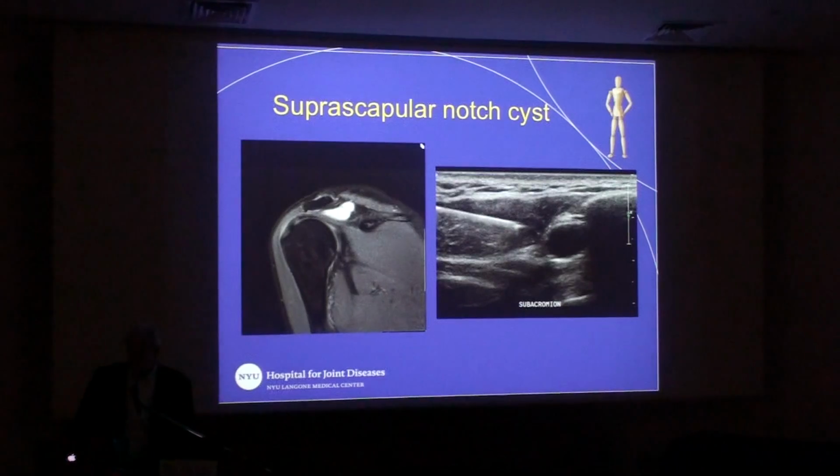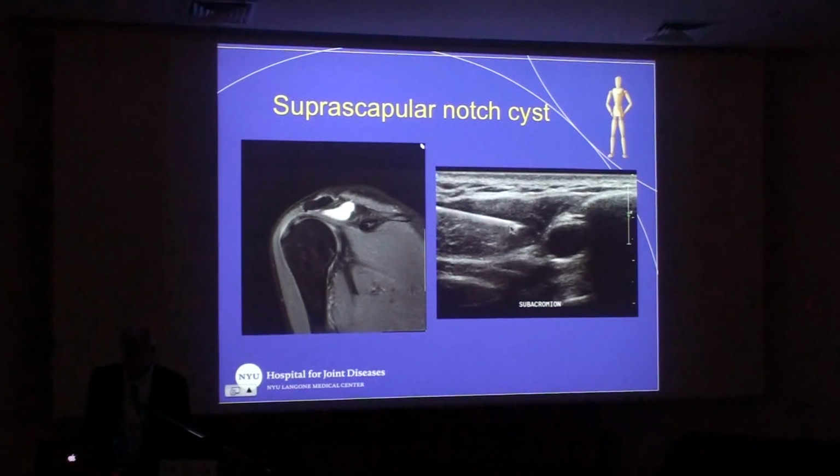The more problematic ones, of course, are the ones in the shoulder because they can actually cause a compressive neuropathy by compression of the suprascapular nerve, whether they occur superiorly in the suprascapular notch or posteriorly in the spinoglenoid notch. This is the large suprascapular cyst that we see over here, which gives the patient weakness due to suprascapular nerve compression.